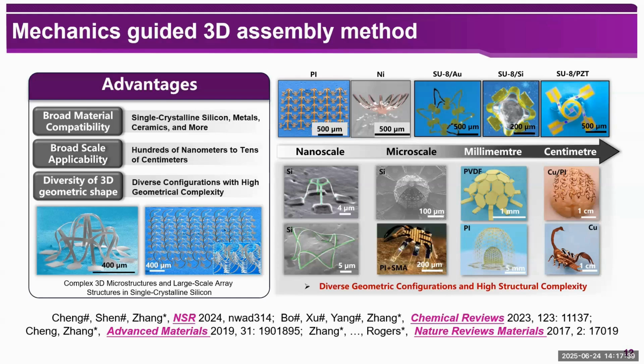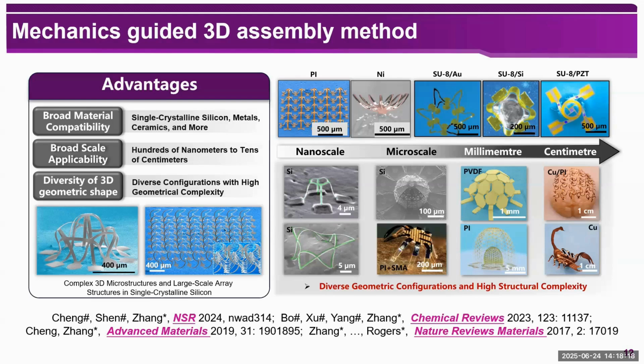So this approach not only applies well to inorganic semiconductors like single crystal silicon and gallium nitride, it also applies very well to metals, polymers, plastics, ceramics, and even piezoelectric materials like PVDF and PZT. And also, unlike many of the other fabrication approaches, this assembly approach can work very well over a wide range of length scales, from micron scale and nanoscale to even meter scale. So if you are interested in this 3D assembly approach, you are recommended to read our review papers published in recent years.